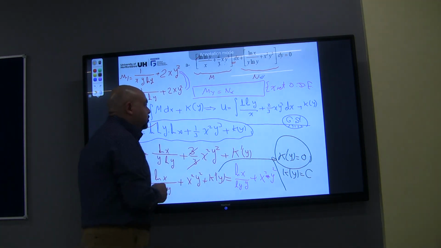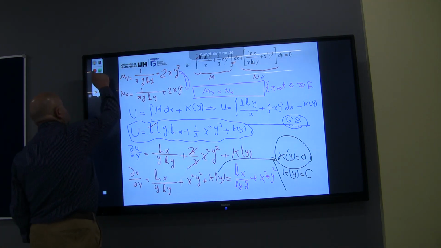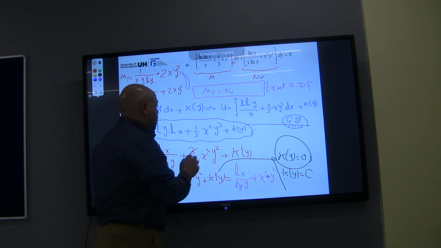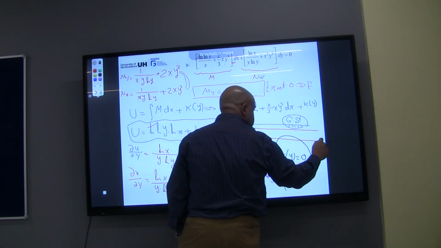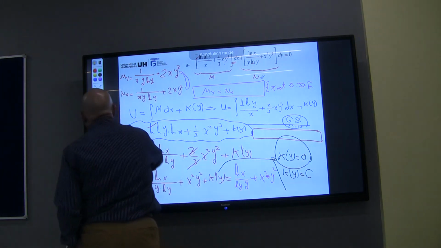I will get back to the general solution. Now I can write the general solution from this step. The general solution will be, I'm going to write it here, just in a second, please.